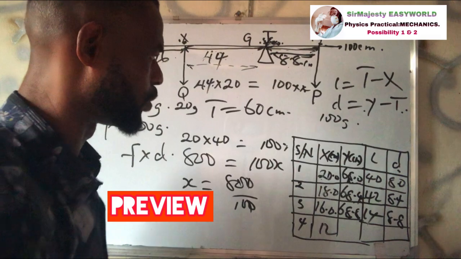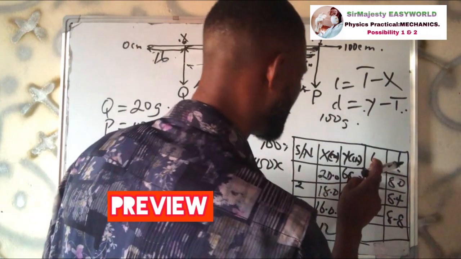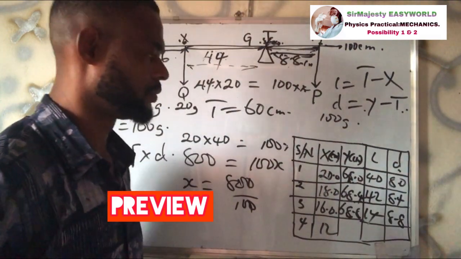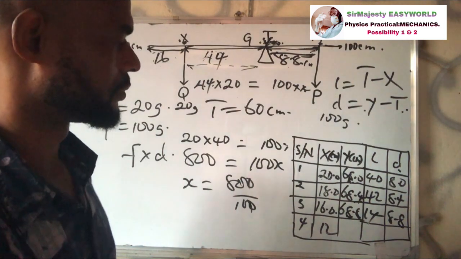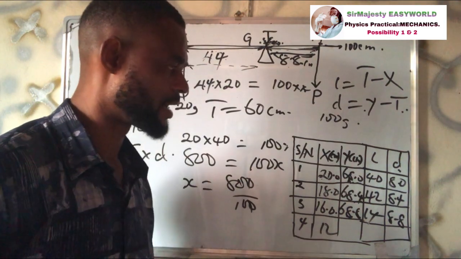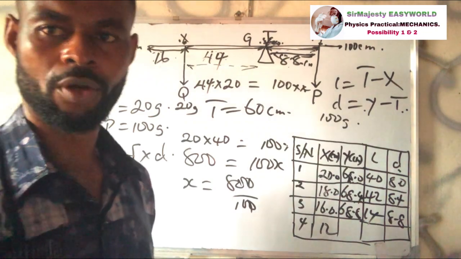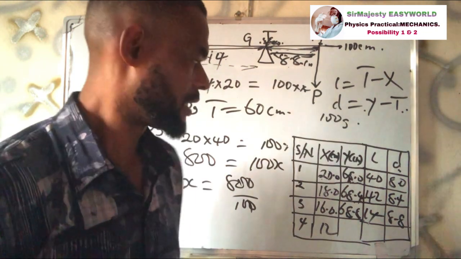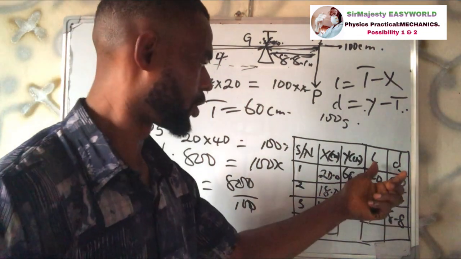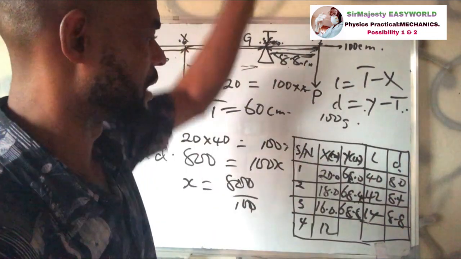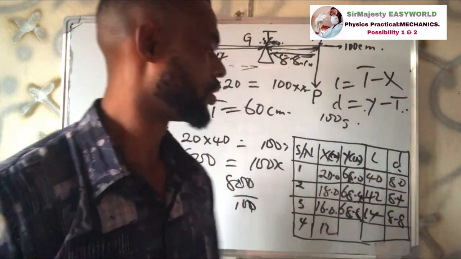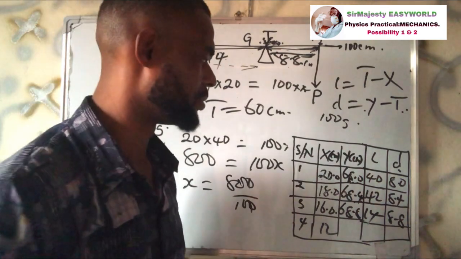The question says that you should plot the graph of L against D. You go straight and plot your graph, which we will show you later after this period. We'll show you how to plot the graph, but it's a very simple thing. You just plot your L on the vertical axis and plot your D on the horizontal axis. From there, you find your slope. It's a very simple thing.